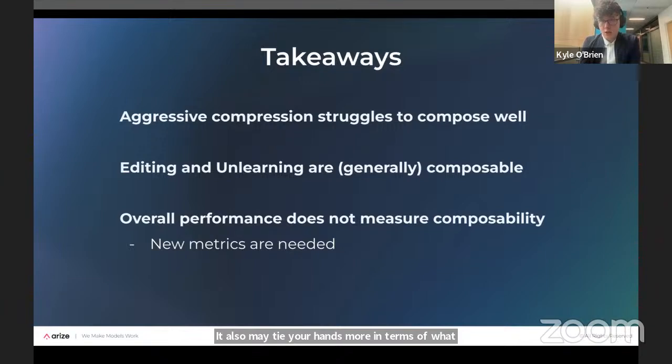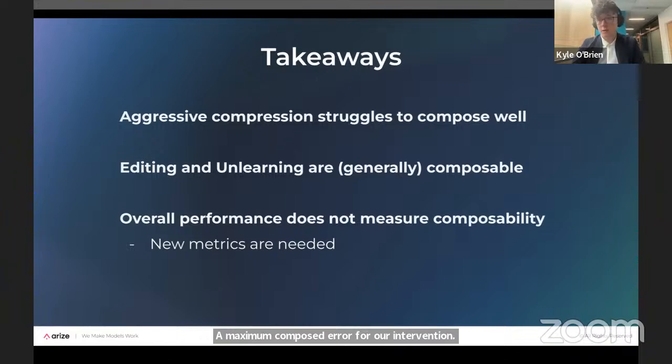Editing and unlearning generally compose well. We can modify a model's knowledge base in some sense using different techniques. But in terms of order sensitivity, the specific techniques matter. And while overall performance is a useful sanity check, it doesn't really capture things like maximum composed error for our intervention-specific metrics, or order sensitivity.